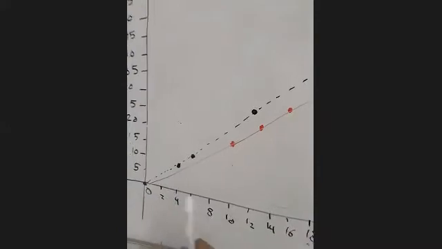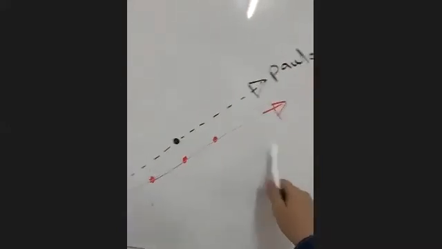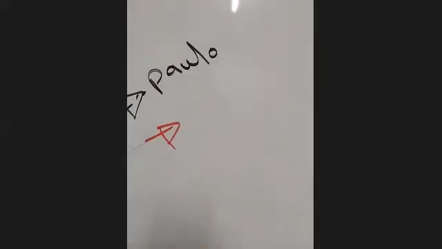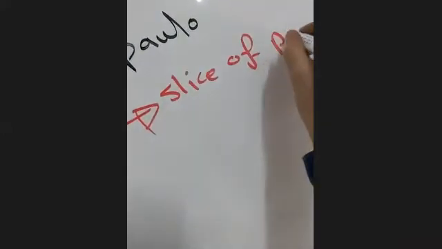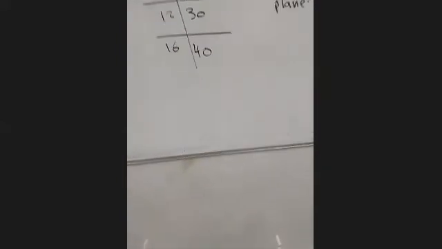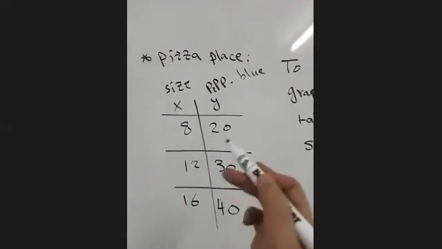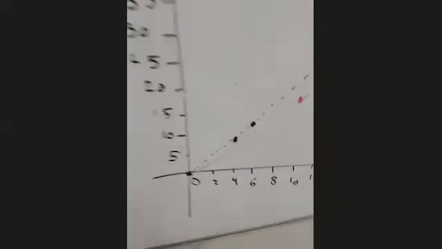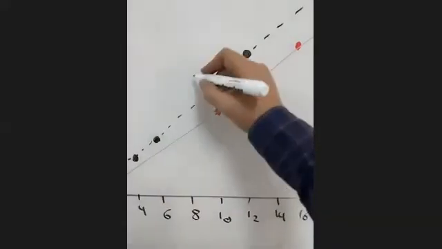This is my line. And this one, for what, guys? For the slice of pie. I will write it here, slice of pie. Now, I have what, guys? The third one, the Pizza Palace. We said we will use the blue for it. Where is my blue? I don't know. This one. 8 with the 20. This is 8, and I'll go up until I get to 20. This is 8 and this is a 20.